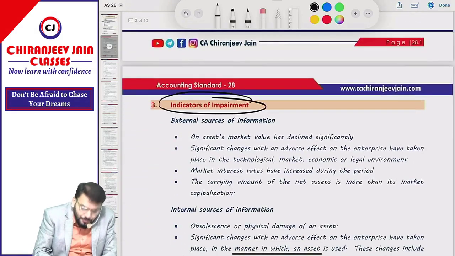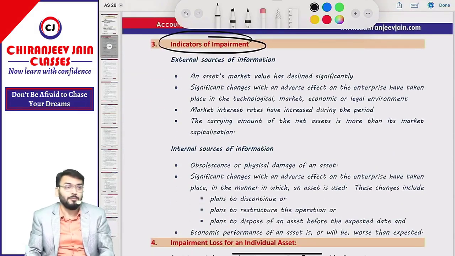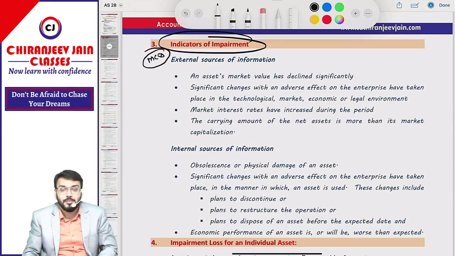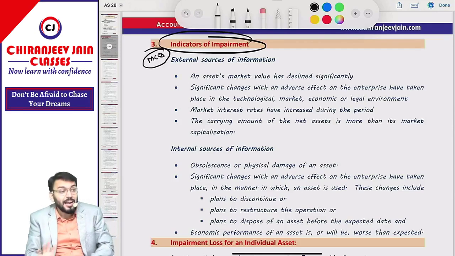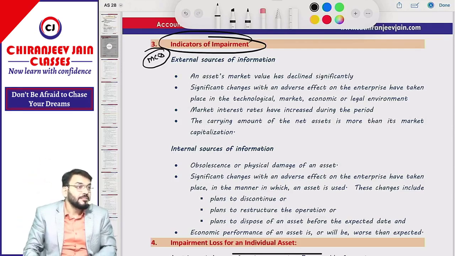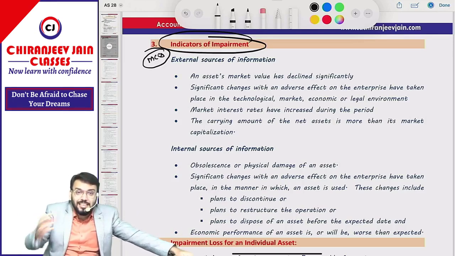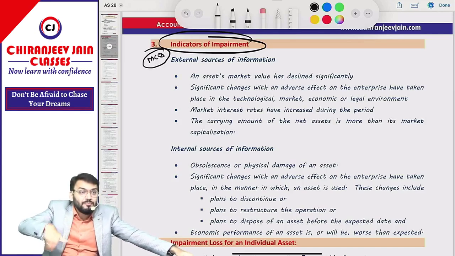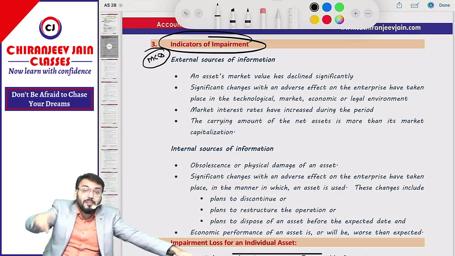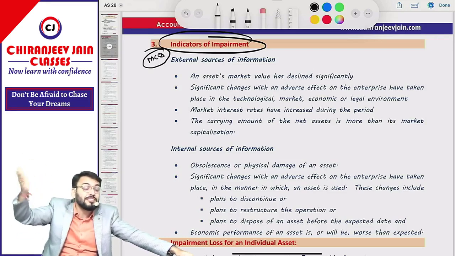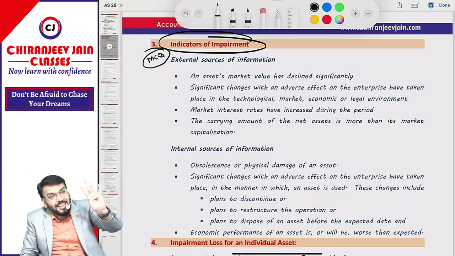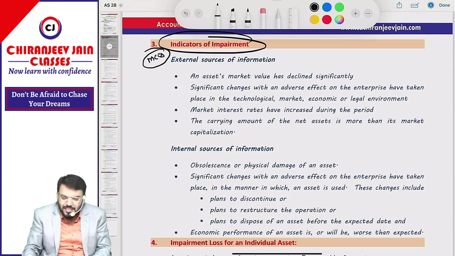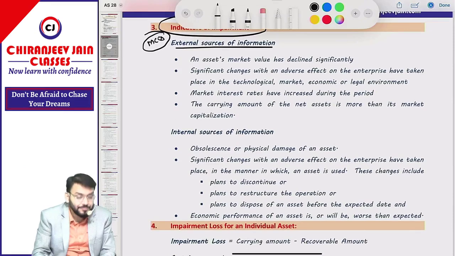So what are the indicators for impairment? This might be important for MCQ. AS 28 says that there are 4 external indicators and 3 internal indicators. Indicator means 3 pieces of information may come from internal sources, and 4 pieces of information we can receive from outside the company. Understood? Correct? Let us first start with the external indicators.